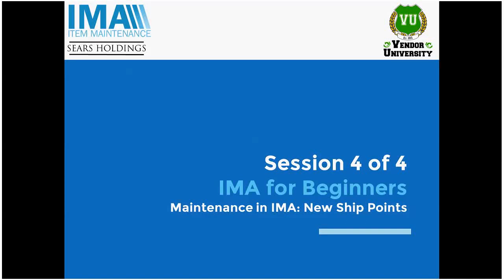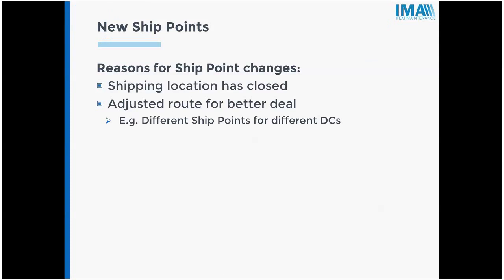Now let's talk about new ship points. Some reasons for ship point changes include that the shipping location has closed, or that you've adjusted the route for a better deal. For example, you can set different ship points for different DCs so that it's more cost efficient. If you have warehouse locations in Pennsylvania and in California, then you might want to use your Pennsylvania location to supply product to our East Coast DCs and your California location to supply product to our West Coast DCs.